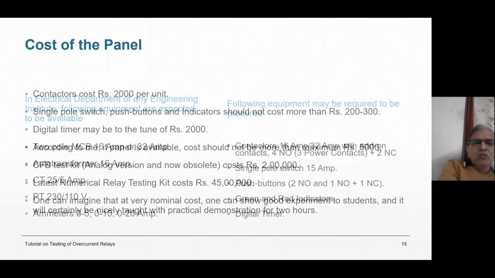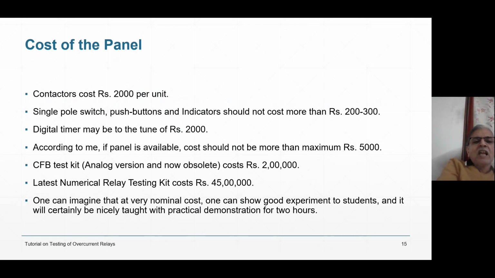What amount you will have to spend? These are not exact amounts. This is an estimate. Recently I had purchased contactors. 16 ampere contactor is rupees 2000 per unit. Push buttons, indicator, switch may not be more than 200-300 rupees. Digital timer at the most may cost 2000 rupees. If you total it out, the cost would not be more than maximum 5000 rupees.